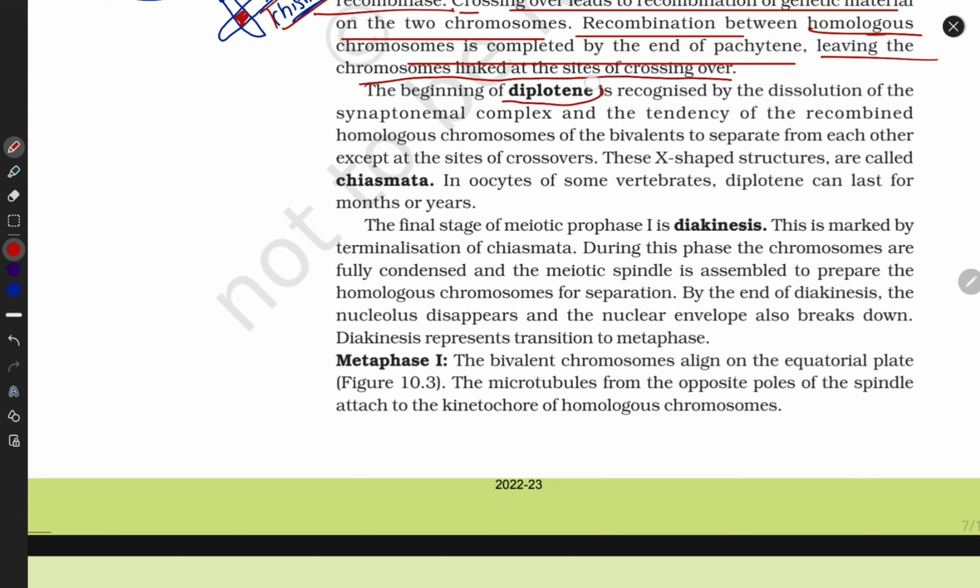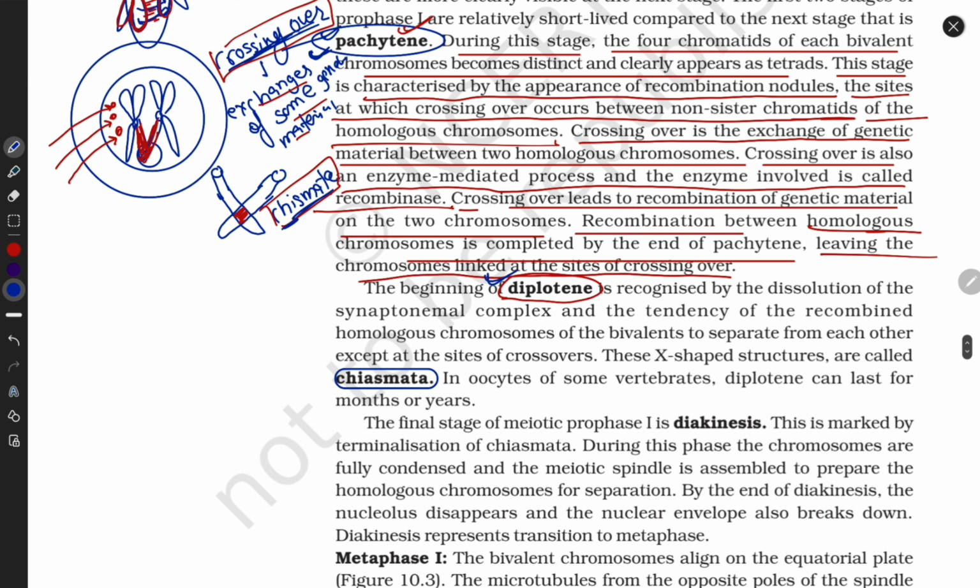this is the diplotin. Now in this stage we can better watch the chiasmata. The chiasmata is formed in the previous stage, but in this phase the chiasmata is actually visible properly, because this is the starting phase and this is the end of chiasmata. Diplotin is recognized by the dissolution of the synaptonemal complex and the tendency of the recombined homologous chromosomes of the bivalent to separate from each other except at the crossing over site.